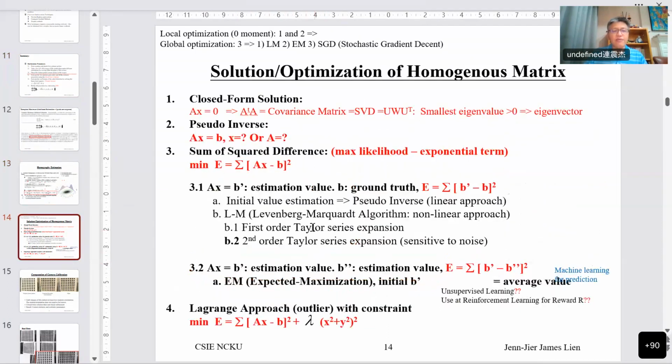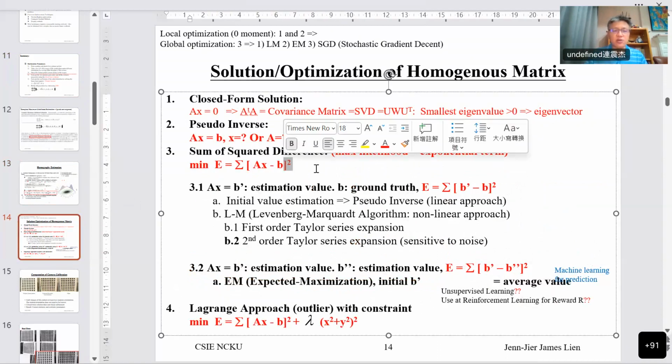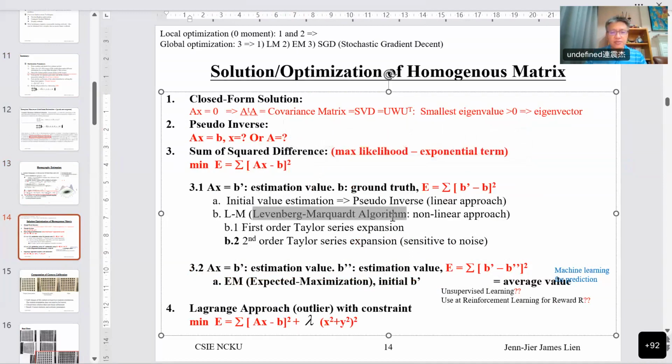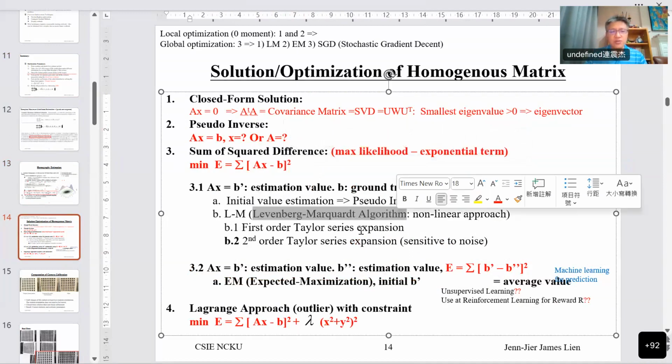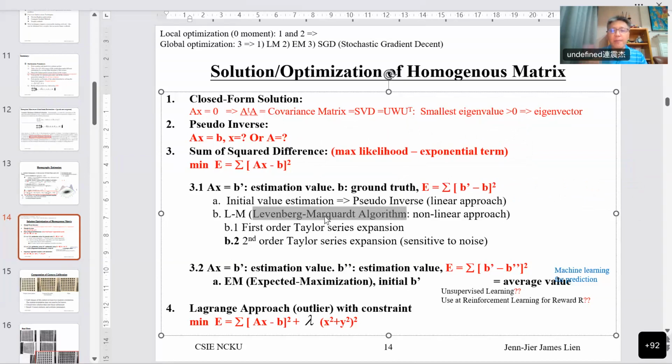But these first two methods are both not good enough, because both are first order. They only find local minima. Because our equation is second order, we need the second order derivative. So we use the LM method, which is the nonlinear approach. Based on the LM method, we can solve for the global minima of the parameters.